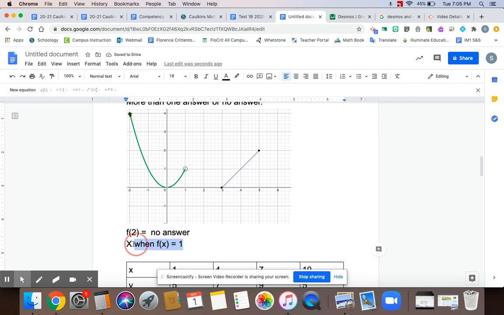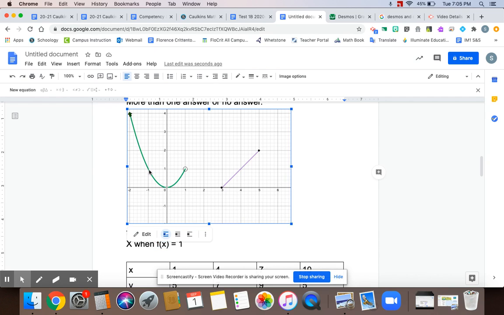For this one, they want to know what x is. So they want to say x when f of x, the answer, equals 1. So when y equals 1, because f of x is just y, what's the answer? What's the x? Well, if you look, first of all, right here, this point has a y of 1, and that x is negative 1.